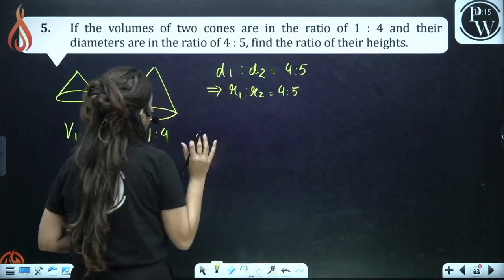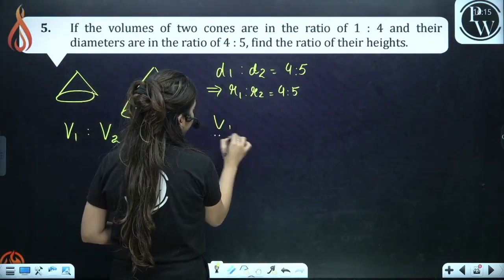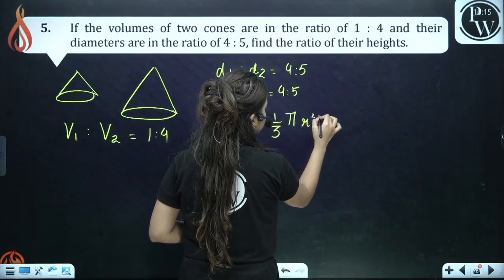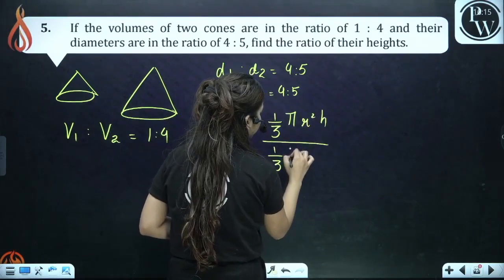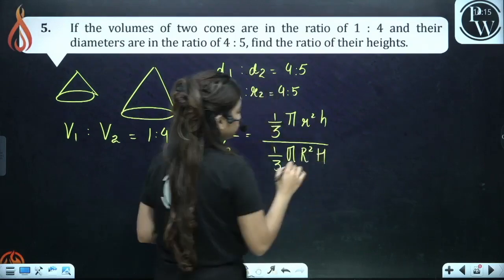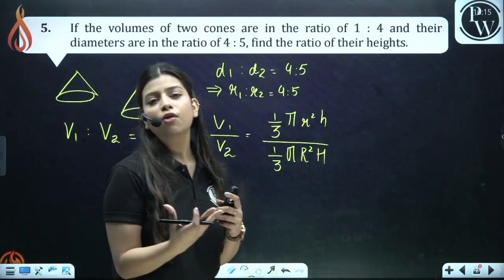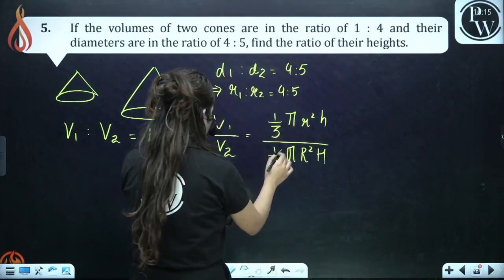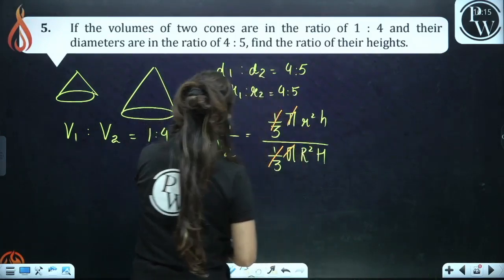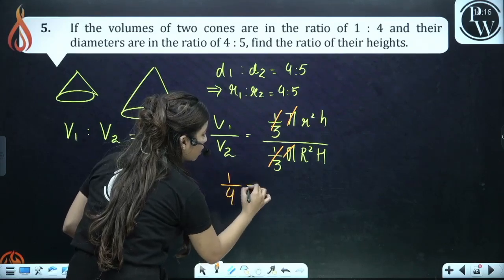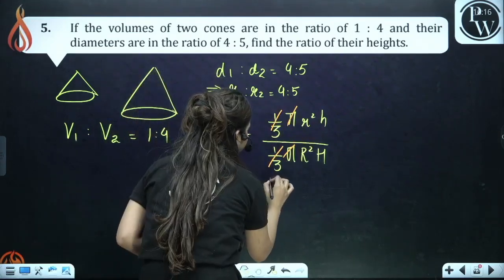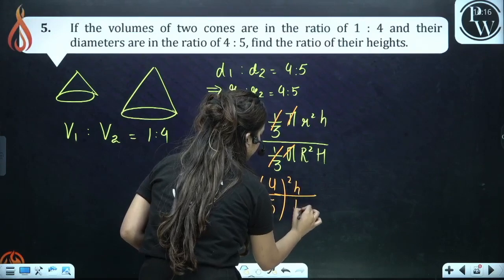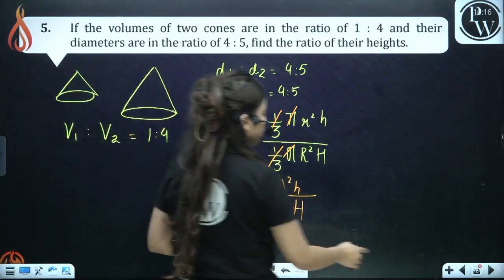We know that the volume V1 by V2 is equal to 1 by 3 pi R square H upon 1 by 3 pi R square H. This is the ratio of the volume given, so let us substitute the values in the formula. The 1 by 3 and pi will get cancelled. V1 by V2 is given as 1 by 4, which is equal to R square, 4 by 5 square, into H by H. I hope this is clear till here.